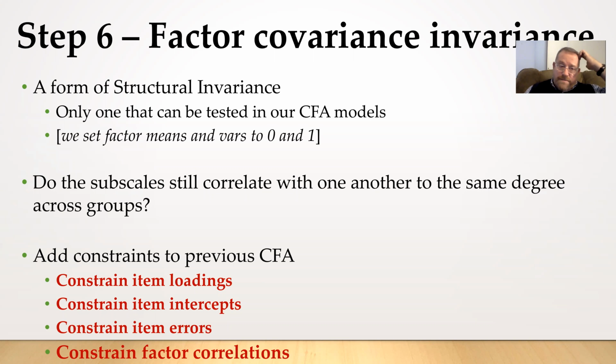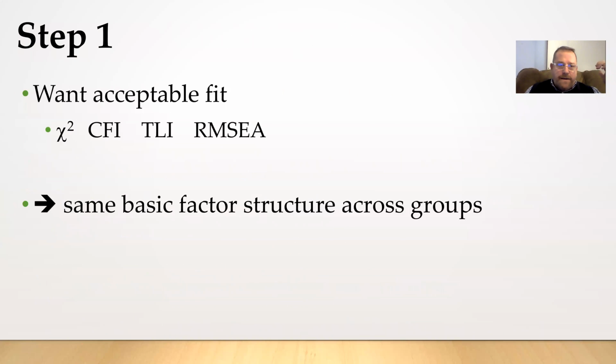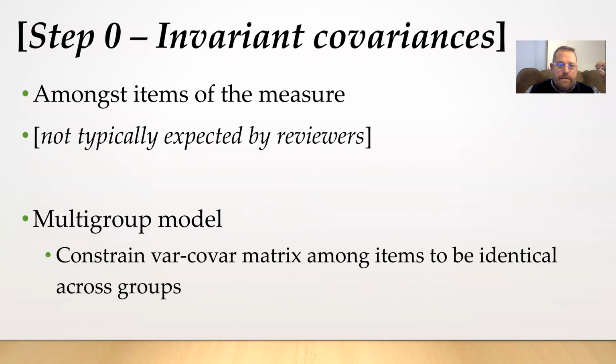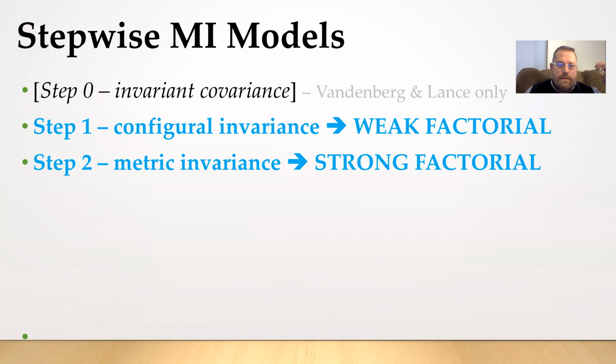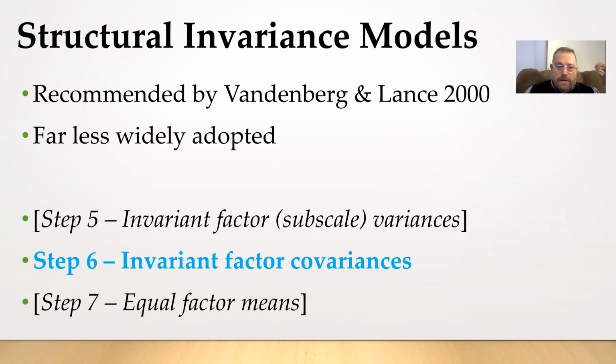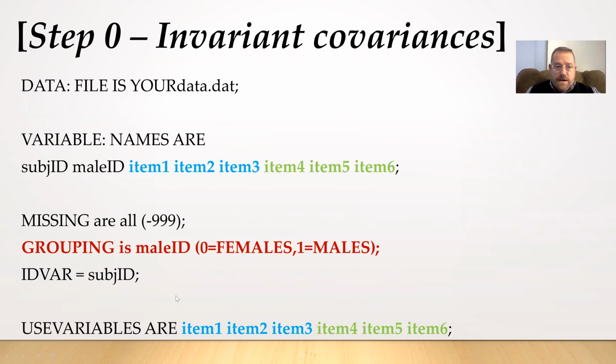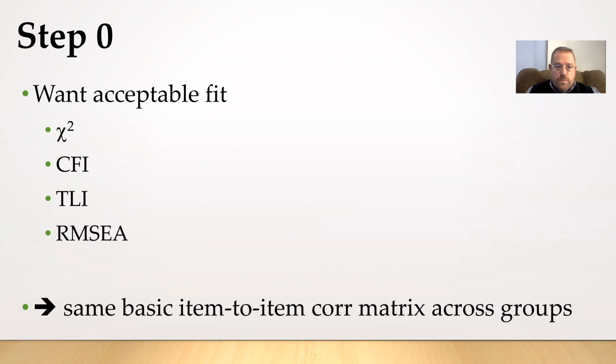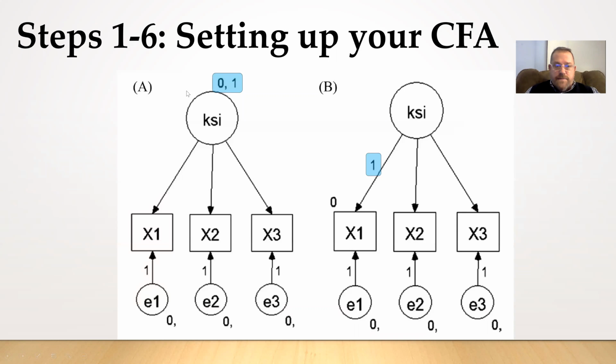The final model, I'm going to call it step 6 because, going back, we are setting the subscale variances to 1, and we are setting the subscale means to 0. That's why we can't do step 5 or step 7, because we are setting the means and variances of these latent factors.